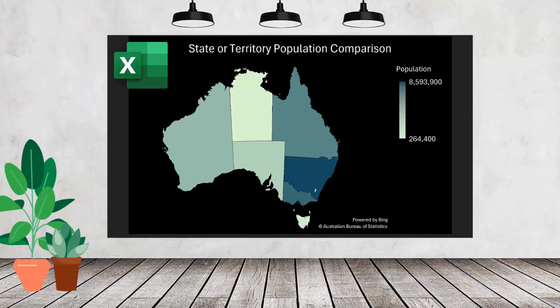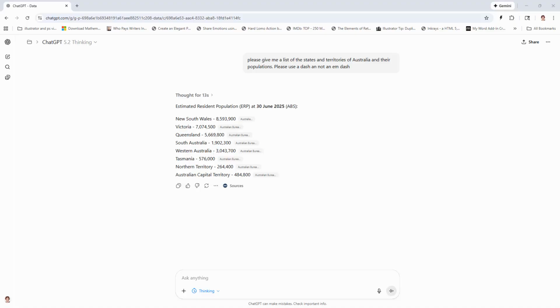Today we're looking at creating a map that plots data in Microsoft Excel. Now, the first thing you're going to need for your map is your data, and in this case I want to use the population of Australia, and so I've gone to ChatGPT and asked for the data. So I asked it to give me a list of the states and territories of Australia with their respective populations.